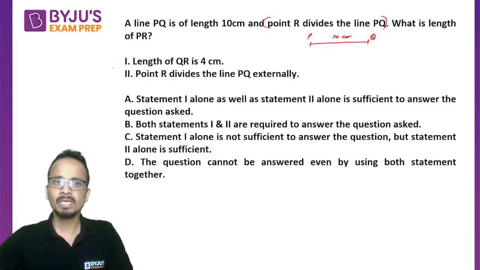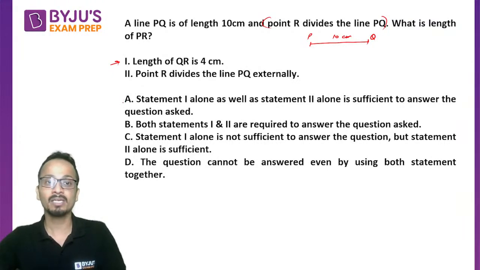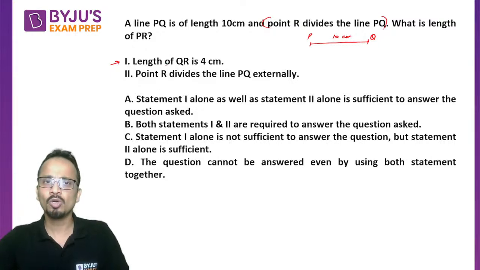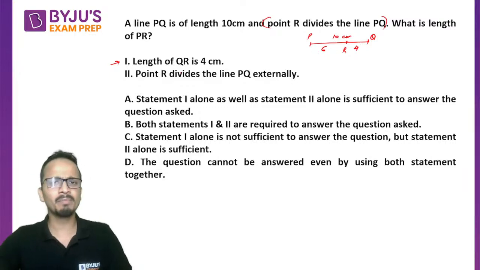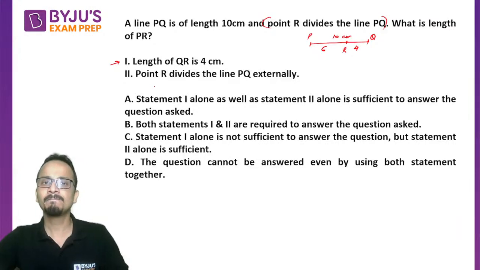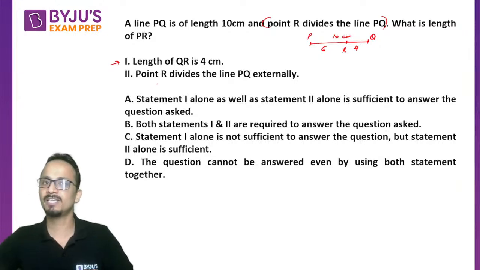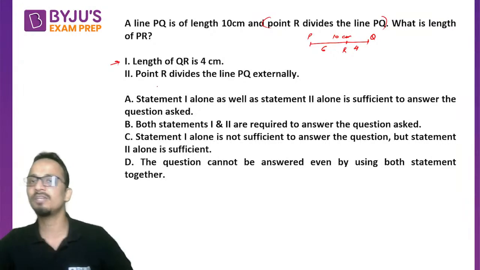Fine, no problem. Now statement number 1, when you read, those who have given option A, quite a lot of people have given option A. So using statement 1, length of QR is 4 centimeters. So you will assume that R will lie here and this will be 4. So this is 6. So statement number 1 से answer आ जाना चाहिए. But statement 2 clearly mentions कि there can be 2 possibilities, because statement number 2 में externally mention कर दिया है. So statement number 2 says R divides the line PQ externally.